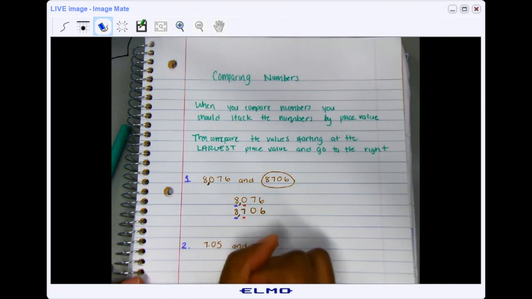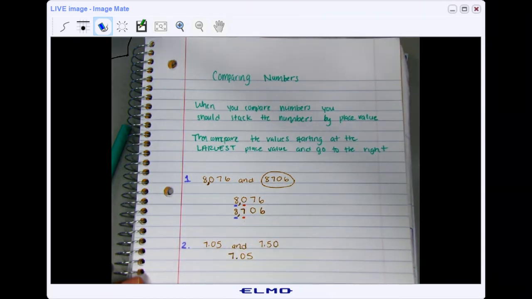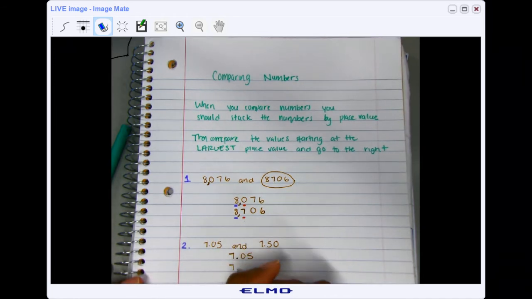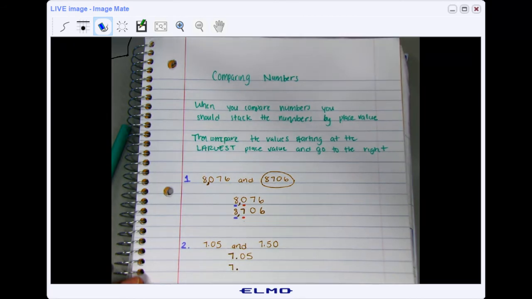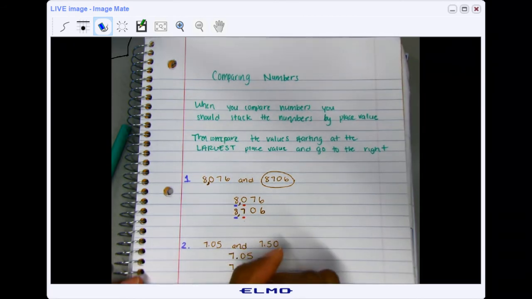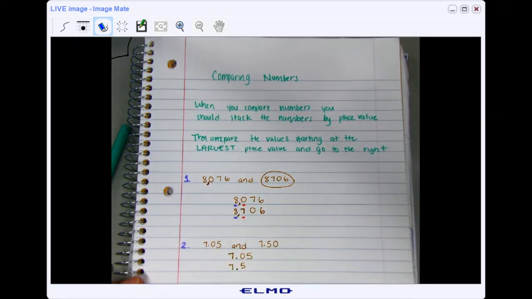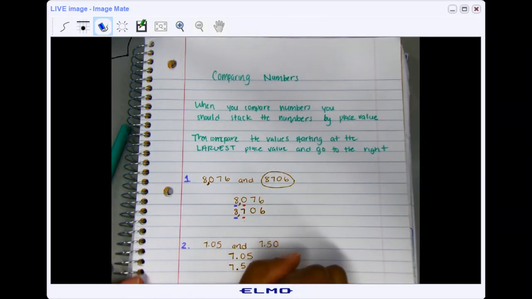Okay, I'm going to start by writing my first number. It's 7 and 5/100. Next, I need to write my second number underneath. I need to stack according to place value. So there's a 7 in the ones place. I'll line that up. Then I'm going to put my decimal. There's a 5 in the tens place, so I'll put that in the tens place. And then there's a 0 in the hundreds place.